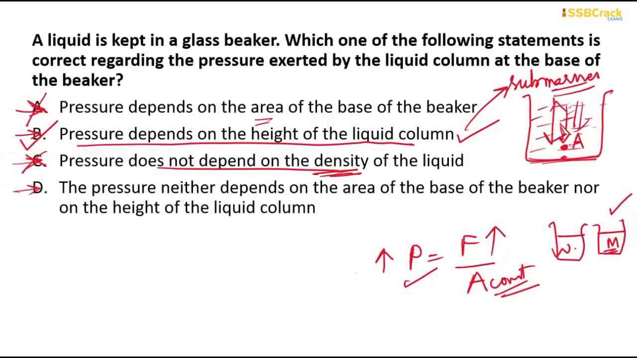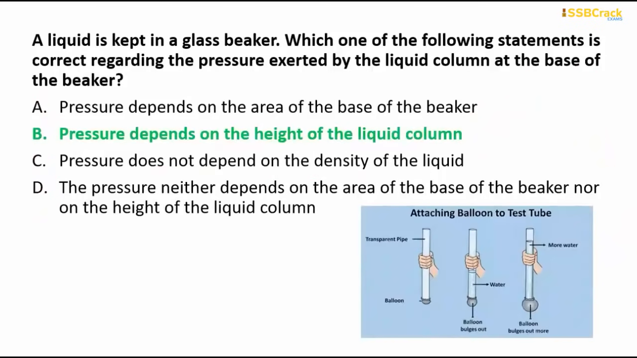Option D says the pressure neither depends on the area of the base of the beaker nor on the height of the liquid column. Obviously, option D is also not correct. So the correct answer for this is option B.